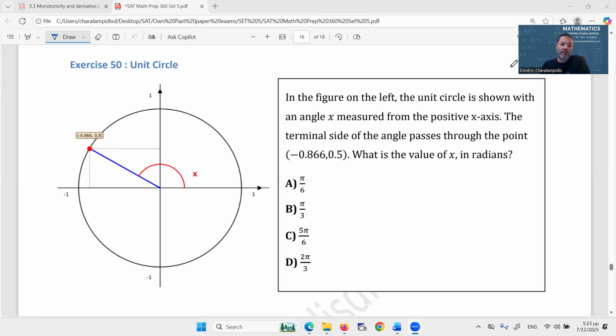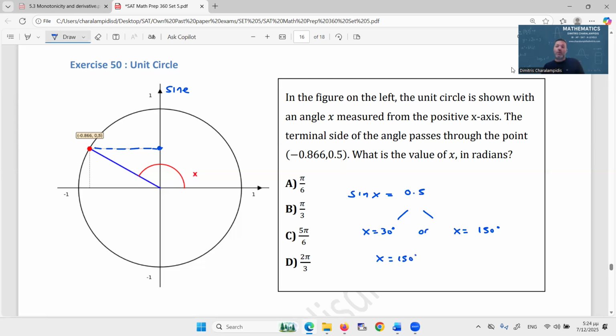Okay, so we can see that we have an angle x, the sine of which, because this perpendicular is the sine axis, the sine of this angle x is 0.5. This only applies when x is either equal to 30 degrees or x is equal to 150 degrees. Obviously, since we are looking at an obtuse angle, this means that x is 150 degrees, and now we need to carefully convert that into radians.